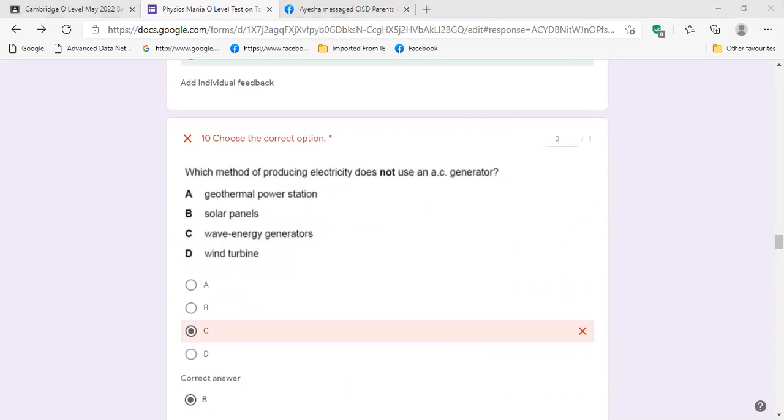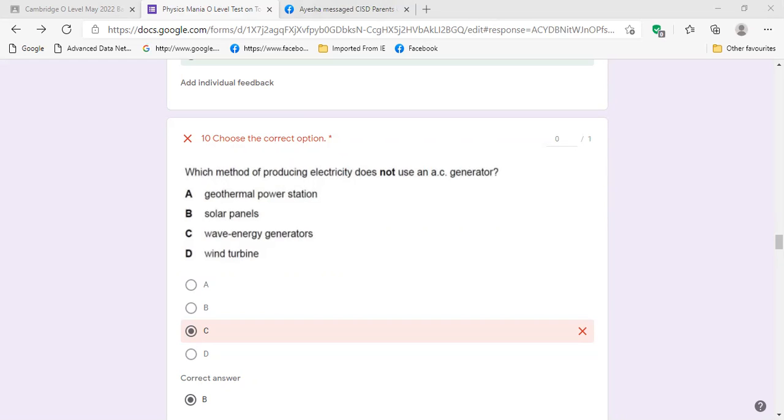Okay, sir. Which method of producing electricity does not use an AC generator? A. Geothermal power station. B. Solar panels. C. Wave energy generators. D. Wind turbine.